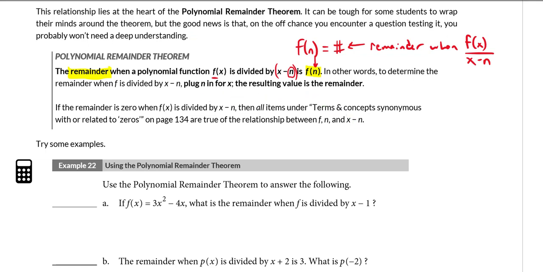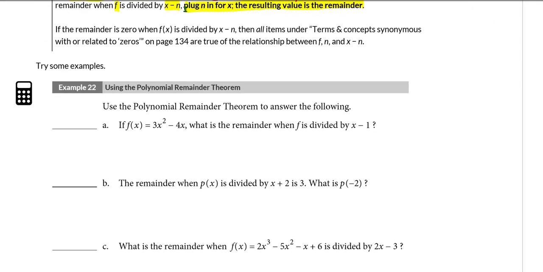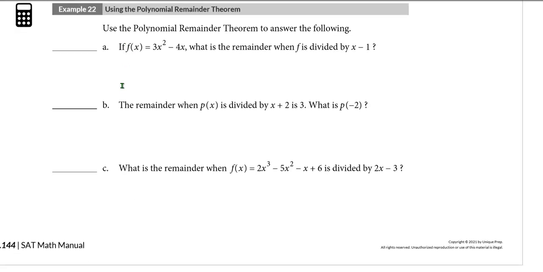Practically, what does that mean? It means that if we are ever asked for the remainder when some function is being divided by some factor, we just take whatever that n value is, plug it in for x into the function, and whatever value we get is the remainder. So, in number 22, we have a few examples on which we're going to use the polynomial remainder theorem. If you are feeling bold and would like to do this on your own, go to it. I'm going to work through these right now.